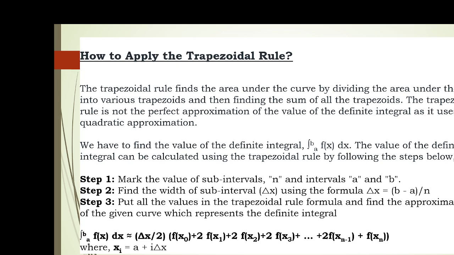Step 1 says to mark the value of the subinterval, say n, and the interval endpoints a and b. In step 2, find the width of the subinterval, say delta x, using the formula delta x equals b minus a divided by n. And then in step 3, put all the values into the trapezoidal rule formula and find the approximate area of the given curve, which represents the definite integral.